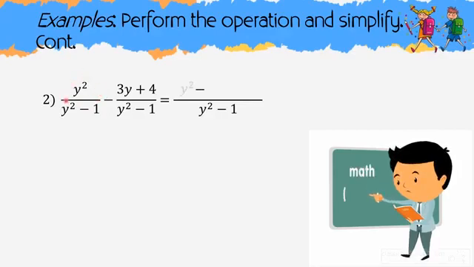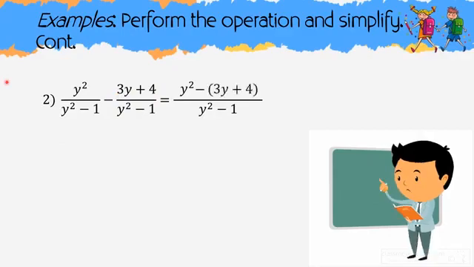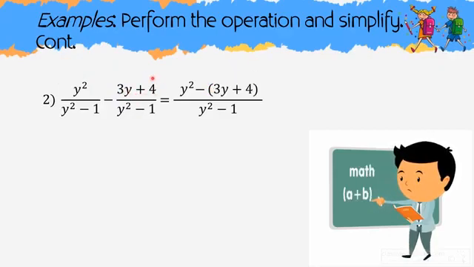So you have y squared, okay, minus, and then don't forget that we have to put parentheses. You have y squared minus the quantity of 3y plus 4. You have to include parentheses on this one because this is a binomial. So we still have to distribute our negative here. Okay? So let's simplify our numerator.